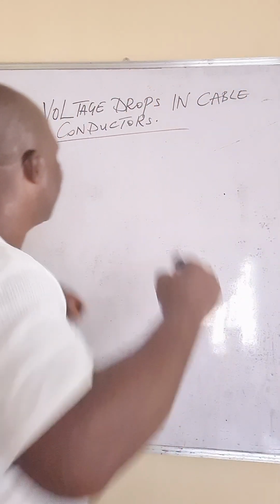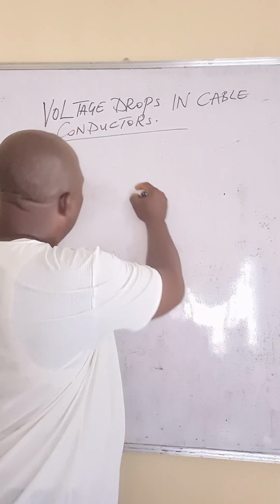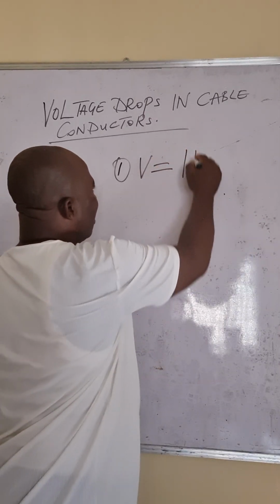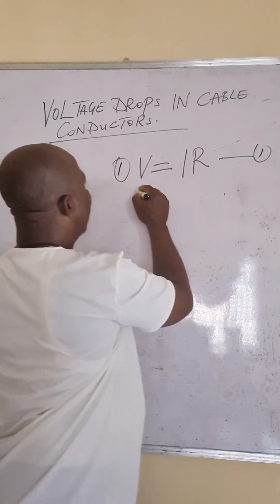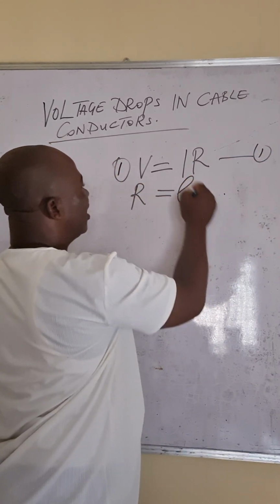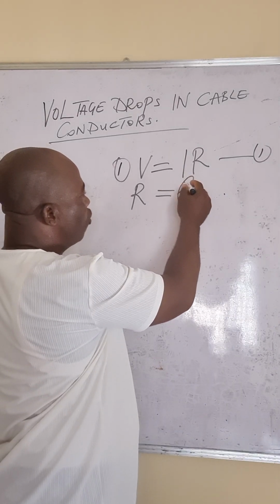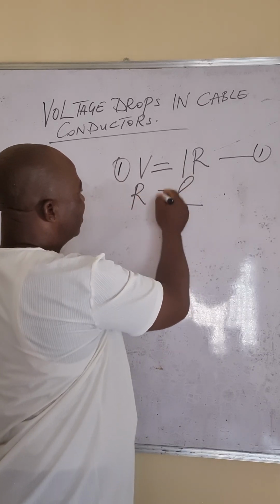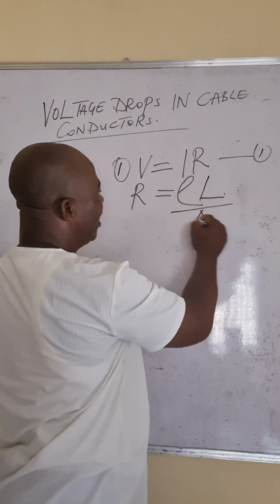So now let's put down the two equations we can use to calculate voltage drop. We have that, 1, V is equal to IR. We can call this equation I. Then we have again that R is equal to resistivity, which is rho, a Greek letter. We normally use this symbol to represent resistivity, so that R is equal to rho L divided by A.